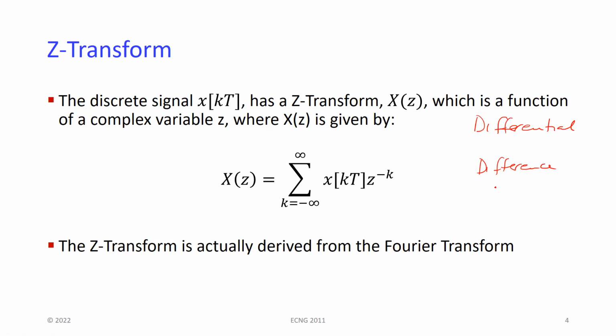The difference equation means that the output answer, which is a sequence of values like y[kT], is usually in the form of a series of previous inputs, y[kT - nT], a whole series of previous outputs, plus a whole series of inputs.